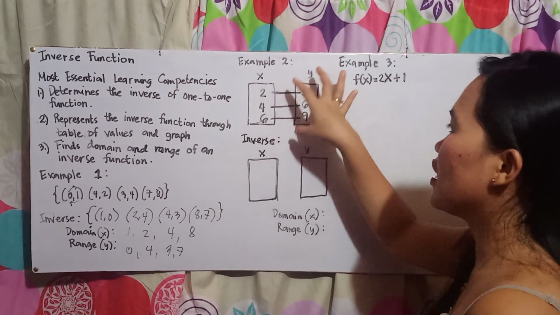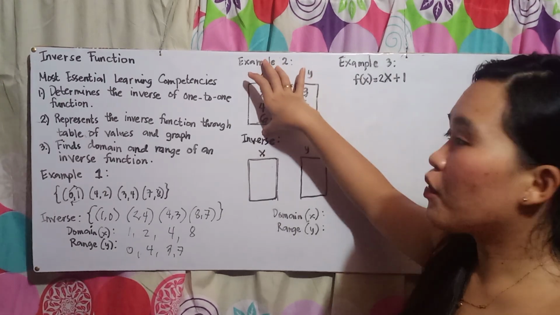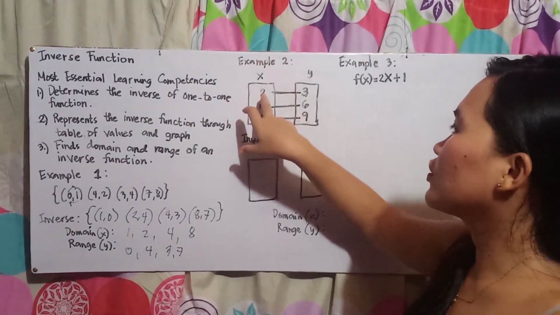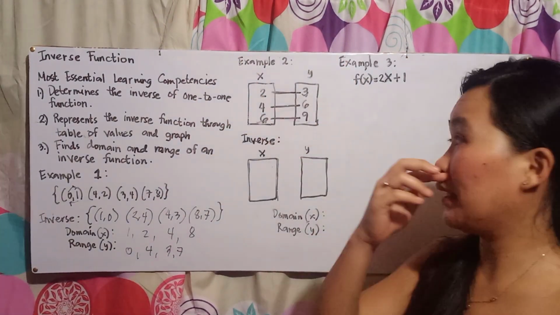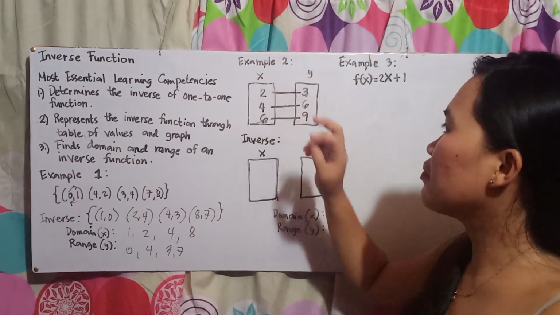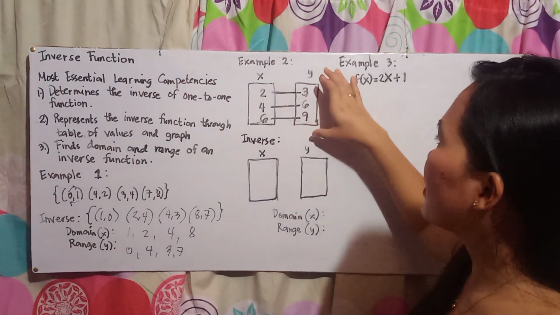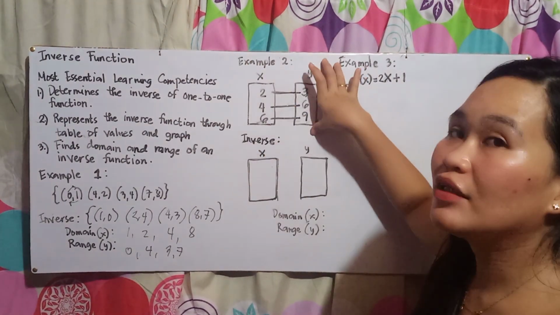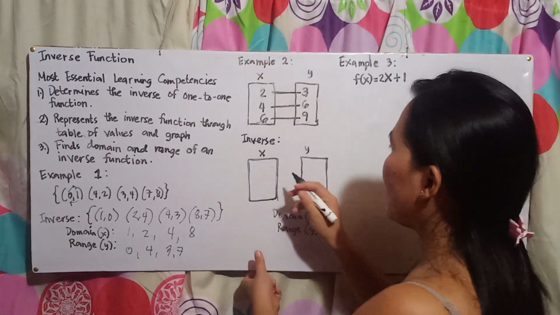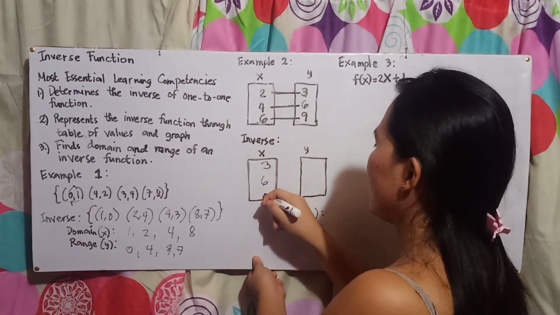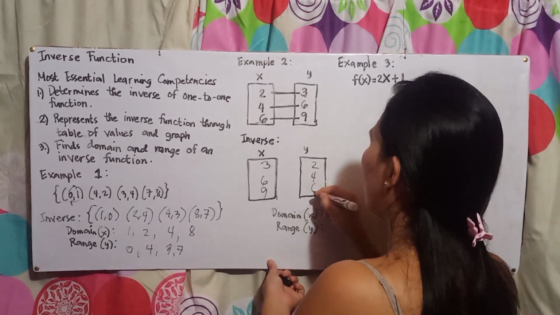So, example number 2 is a mapping diagram. So sa x portion, ang value is 2, 4, and 6. So, sa y, 3, 6, and 9. So, ang 2, gimap sa 3, ang 4, gimap sa 6, and 6, gimap sa 9. So, to find its inverse, iswap lang na silang duha. So, magiging ang value sa y, mahimo na siyang value sa x, ang value sa x, mahimong value na sa y. So, magiging 3, 6, 9. Next, 2, 4, 6.